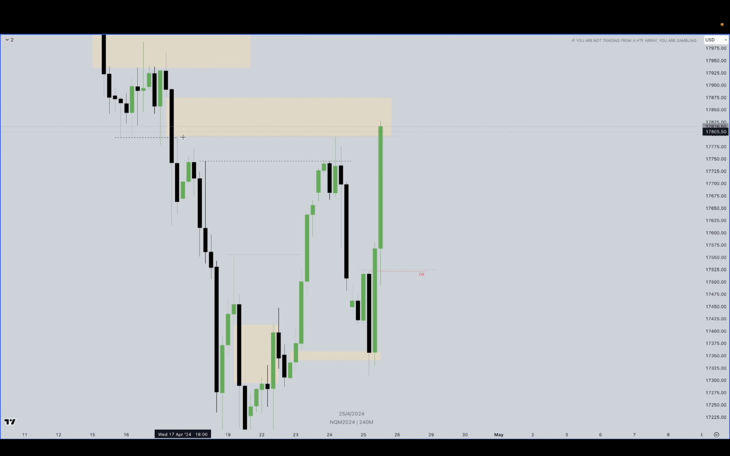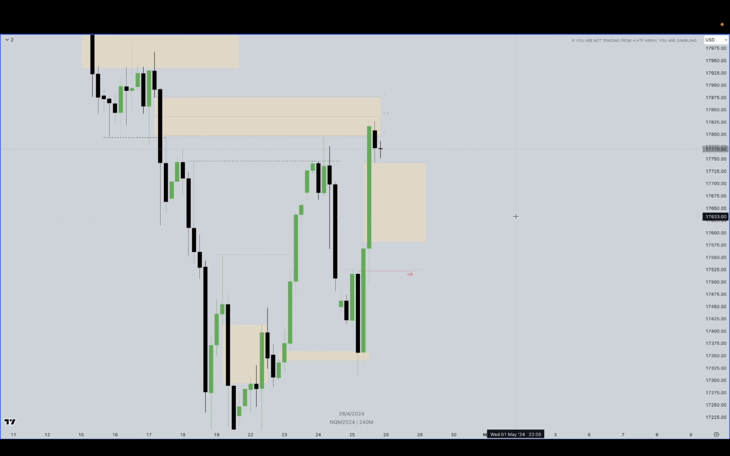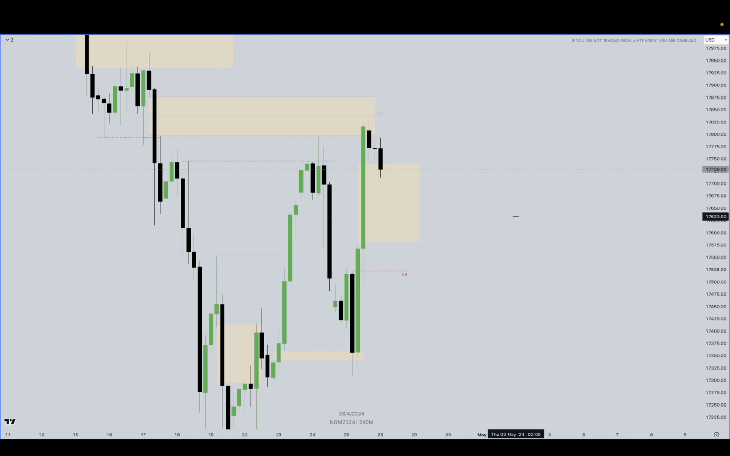Now at the fair value gap, the consequent encroachment, do we respect that? Yes, we do. For now, so let's see how the next candle prints. A next candle also respects it. So now my draw on liquidity will be for the next 4-hour candle to reach back into this fair value gap. This 4-hour candle doesn't. This one does. We are still respecting the 4-hour fair value gap.